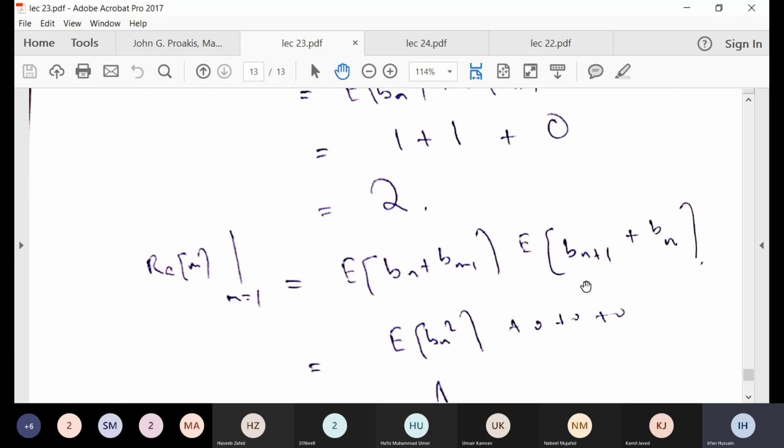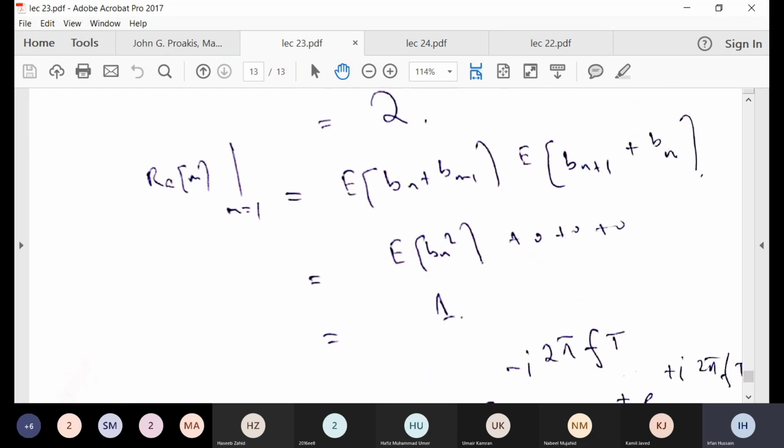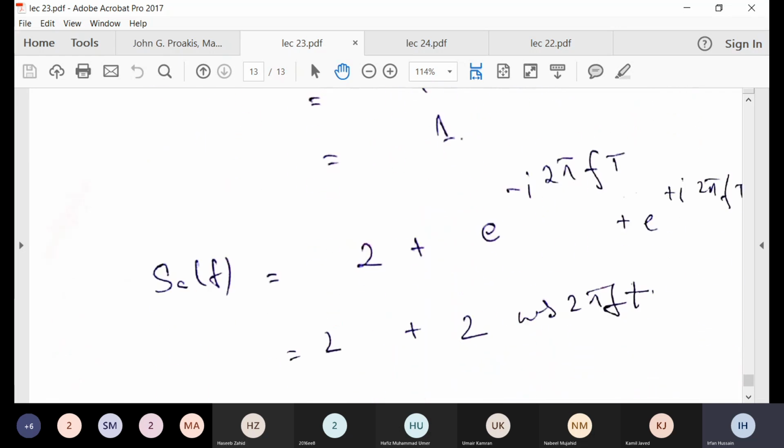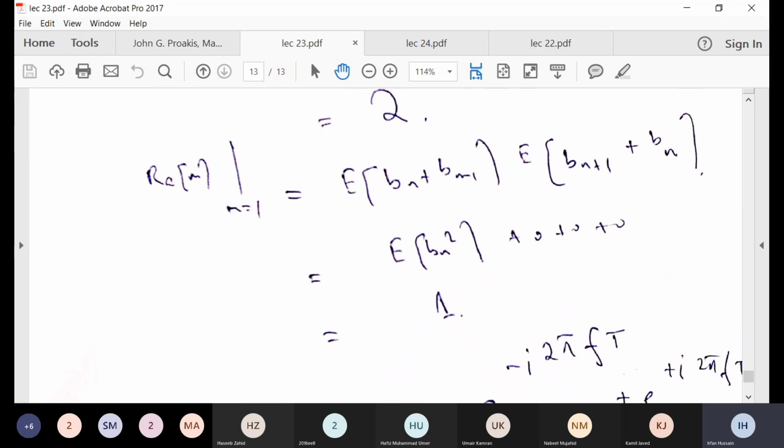Other symbols will be Bn into Bn plus 1, Bn minus 1 into Bn minus 1, and all of them are different. So all of them are uncorrelated. You know, expectation is expectation of Bn minus 1 into expectation of Bn plus 1, and expectation of all of those are 0. So all products will become 0. And again this is equal to 1, so you will just get 1. So you have found the autocorrelation function. For all other values of autocorrelation function, your autocorrelation will be 0.